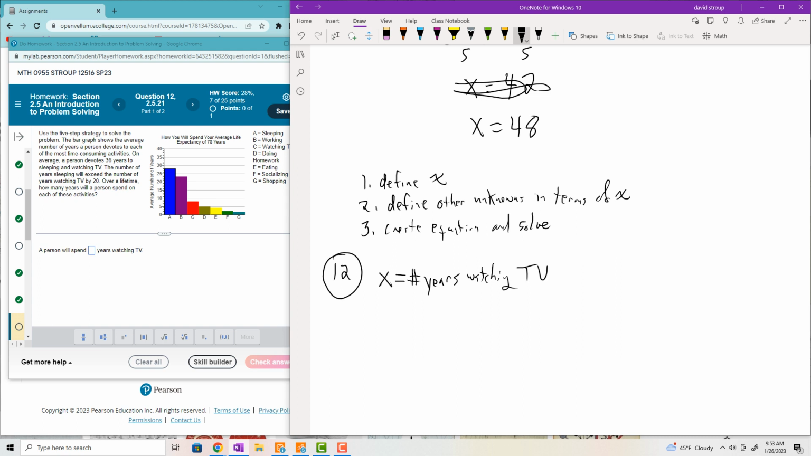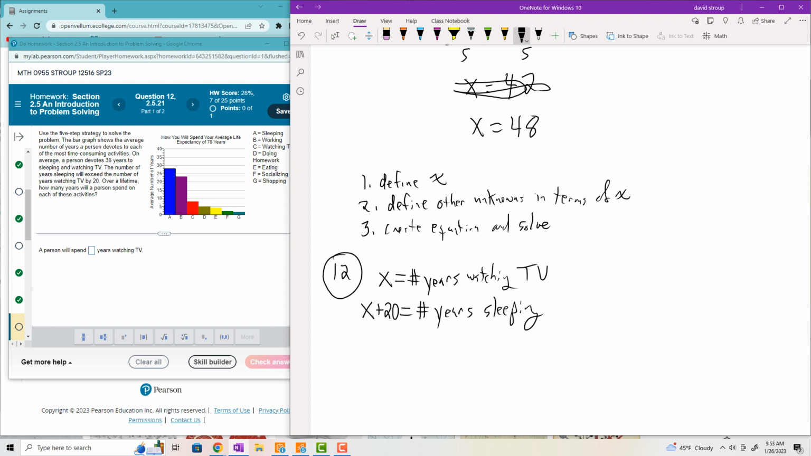And then I'm going to define the other unknown in terms of x. So the other unknown would be the number of years sleeping. And that sentence connects the two, right? It says the number of years sleeping exceeds the number of years watching TV by 20. So if you know the number of years watching TV, to get the number of years sleeping, you just add 20 to it. So it's just going to be x plus 20.